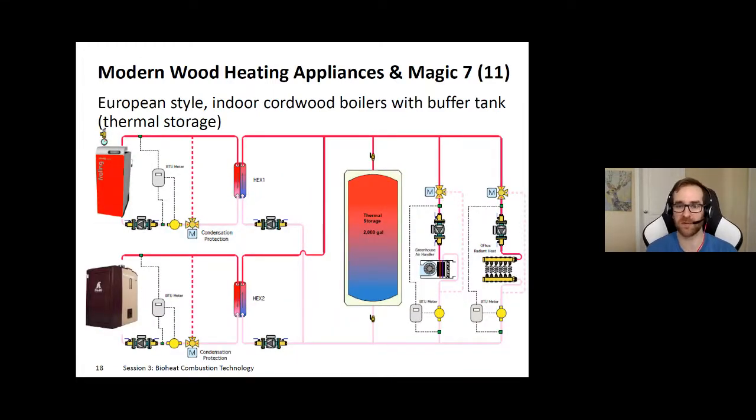So the way they would typically hook up, that's a typical piping diagram from one of my demonstration projects at a small greenhouse where those two units were tested. As you see, the heat load is not hooked up directly to the heating devices. They're hooked up first to the buffer tank. And that's really a big difference from the typical legacy units for outdoor cordwood boilers.